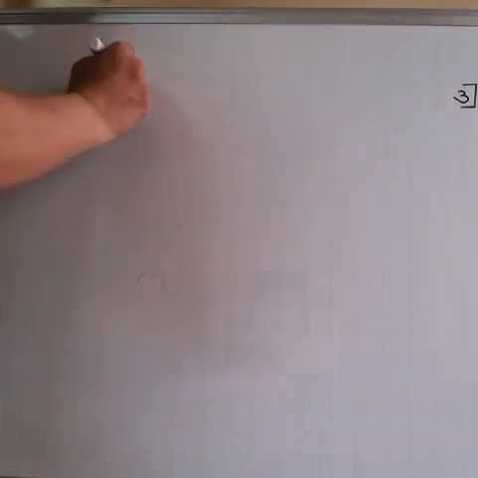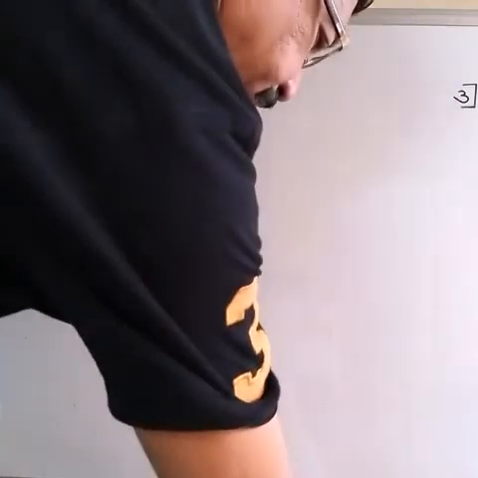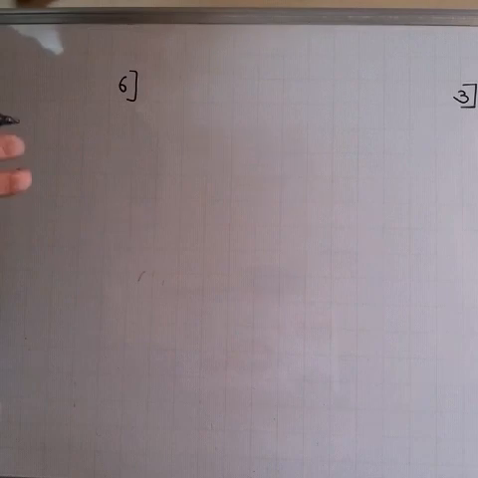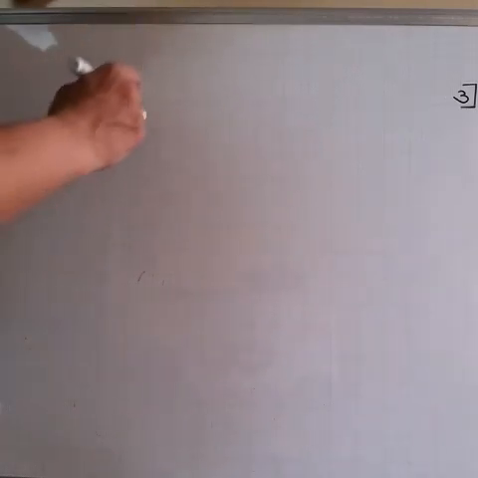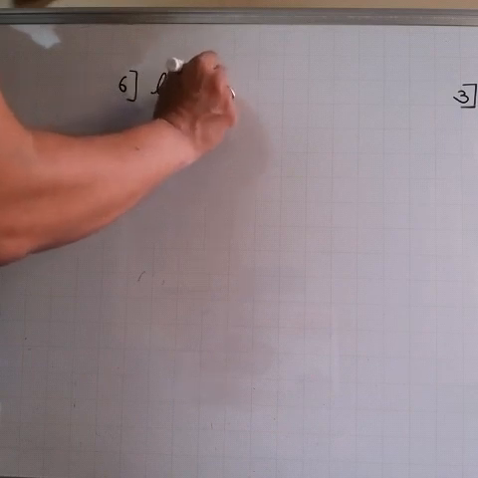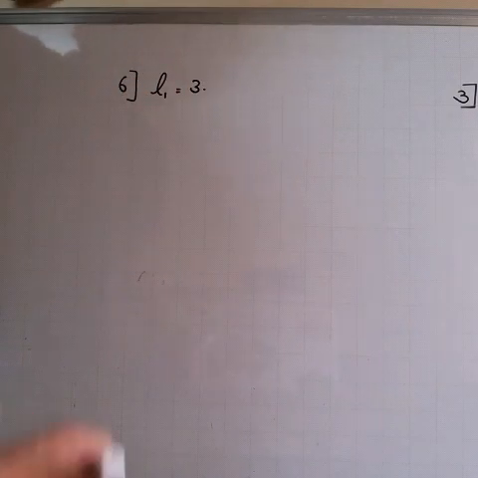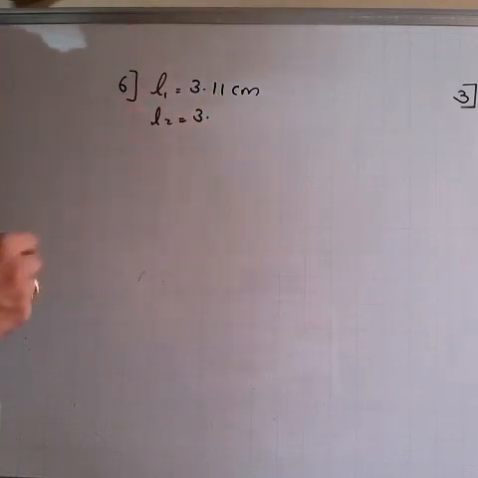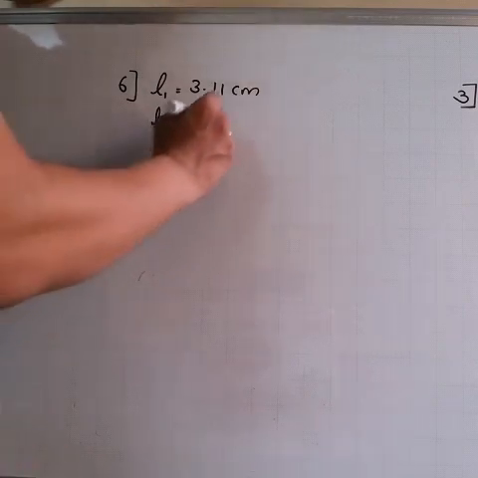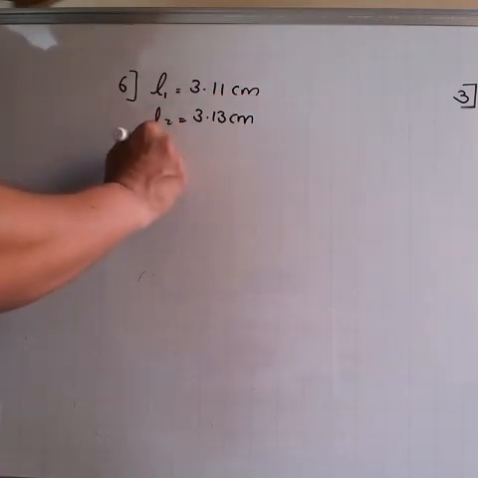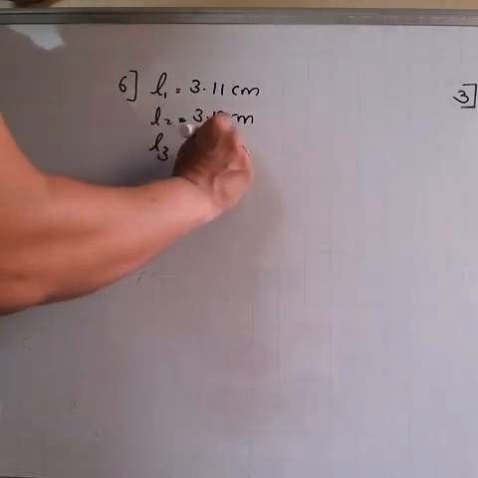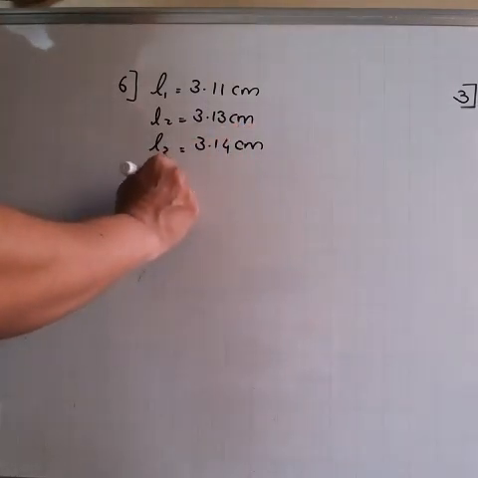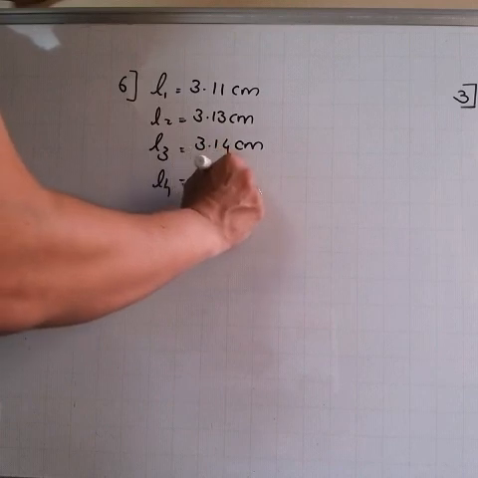Now what are the values given? I'll write the values as A1, A2, A3, A4. These are the lengths, so I'll write L1, L2, L3, L4. L1 is the first value, 3.11. L2 is 3.13 centimeter. L3 is 3.14 centimeter, and the last, L4, is also 3.14 centimeter.